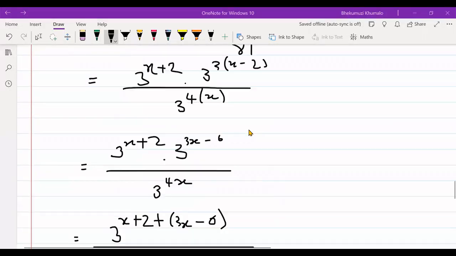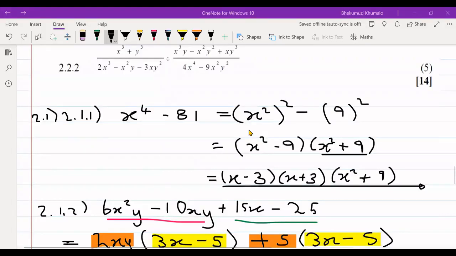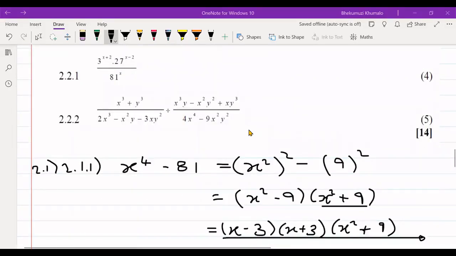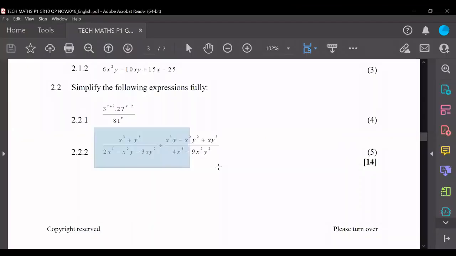So the next question, let's go back up. So the next question is actually a very big question. So I'm actually not going to write the entire thing. I'm just going to go back and copy it so that it makes it easier for me, so I don't have to scroll up and down.